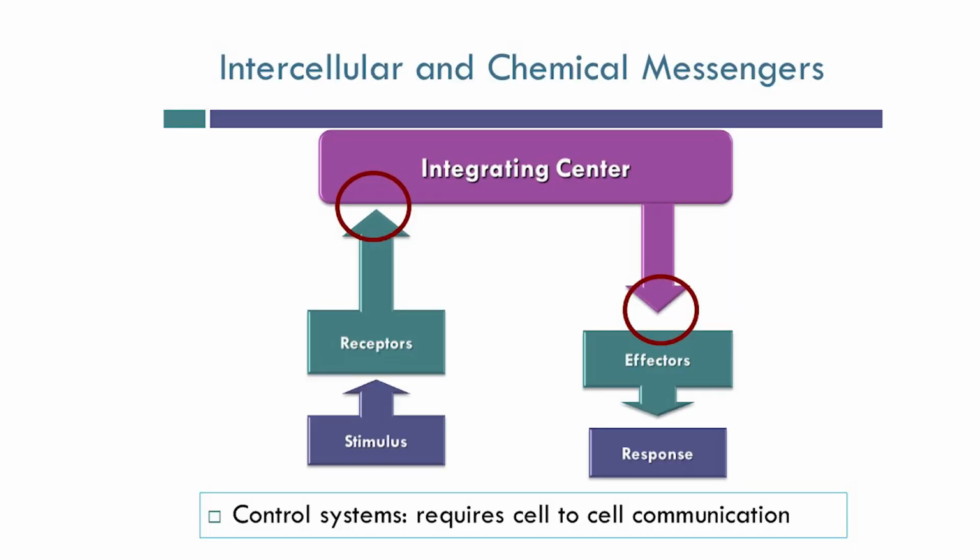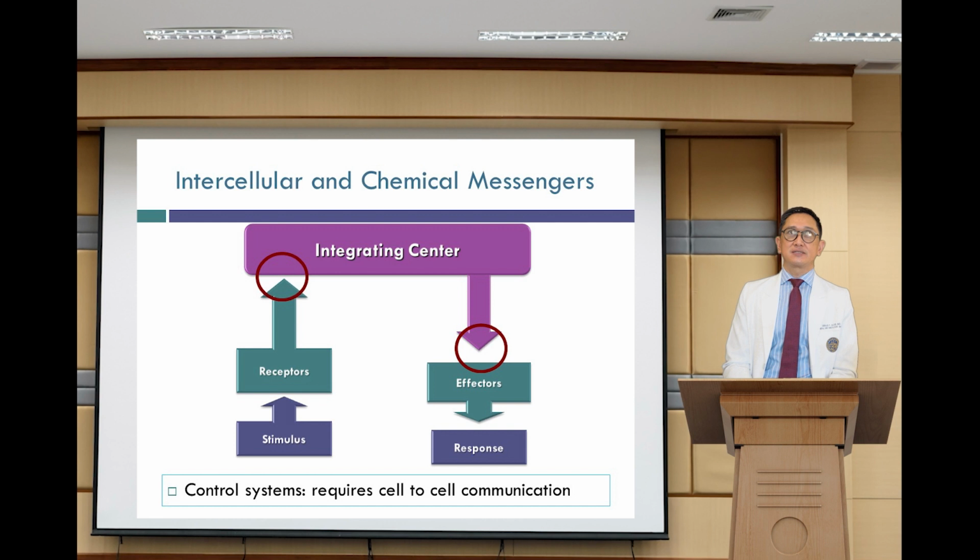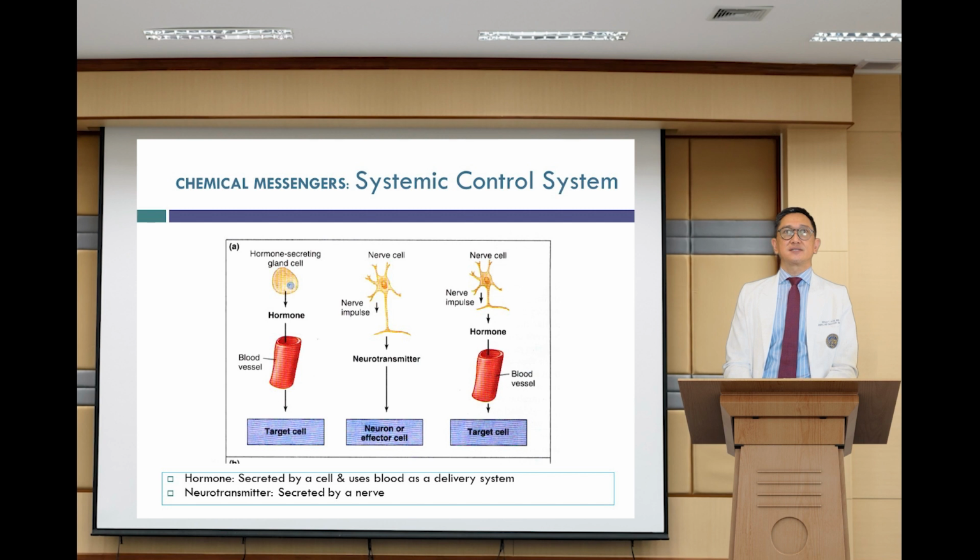So this slide is important in a way because the cell can do all these things because of the ability of the cell to have cell-to-cell communication. And this is through intercellular chemical messengers. In the systemic control system, the hormones are secreted by a cell and use blood as a delivery system. Again, these hormones and neurotransmitters are actually the carrier of the input or the output. They are very important because if you don't have those, they will not be relayed to the brain or to the effectors.